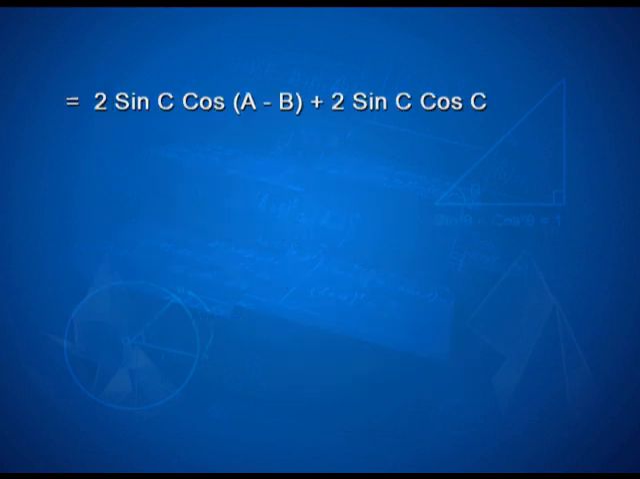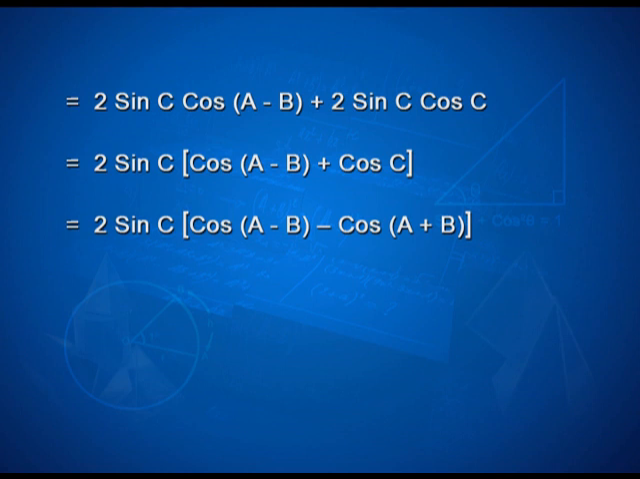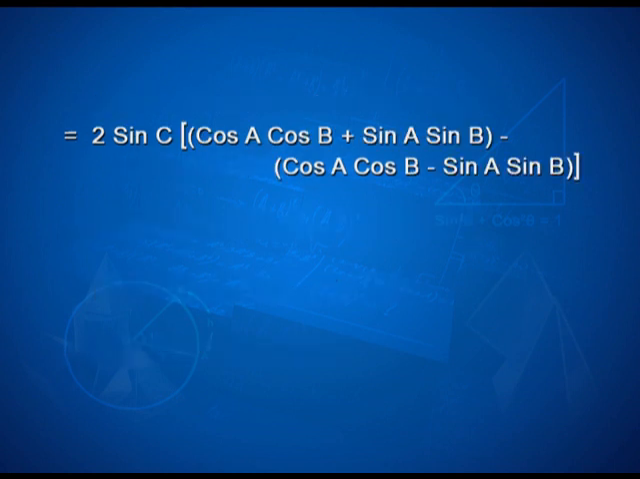Now, 2 sin c into cos (a minus b) plus 2 sin c into cos c could be expressed as 2 sin c into [cos of (a minus b) plus cos c], and 2 sin c into [cos (a minus b) minus cos of (a plus b)], because cos of (a plus b) is equal to cos of (pi minus c). This implies cos of (a plus b) is equal to minus cos c. Using the identity again, 2 sin c into [cos a cos b plus sin a sin b minus cos a cos b minus sin a sin b].